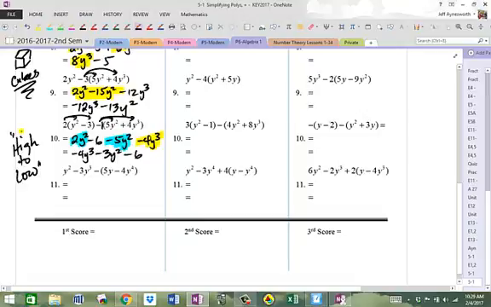Okay, and the last one here, you got to distribute through the minus again. So y squared minus 3y cubed minus 5y. All right, a -1 times 5 is -5. A negative times a negative is a positive, so plus 4y to the 4th.